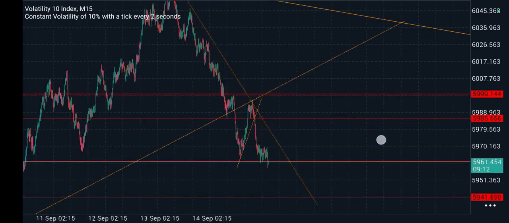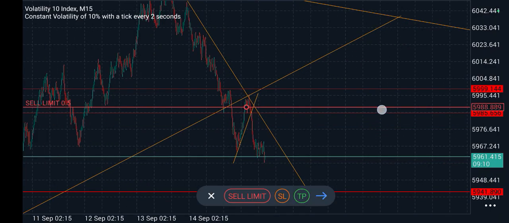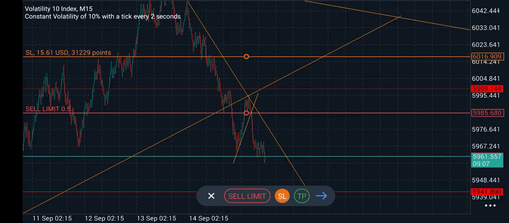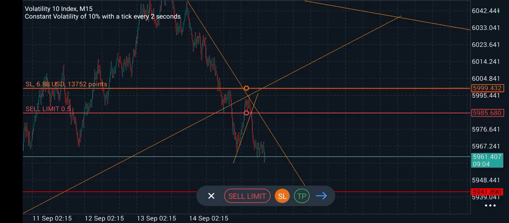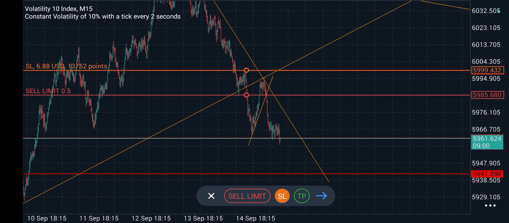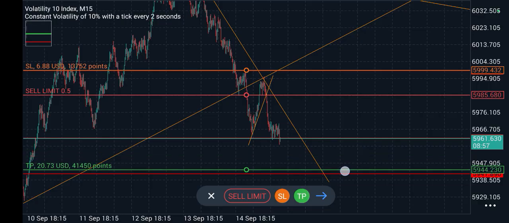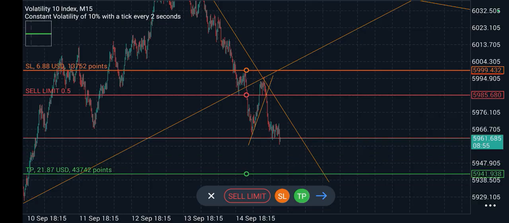Let me see the risk to reward. Let's try the risk to reward. Let's say this is 0.5. Let's say you're risking 6.88 for 21 USD. Let's say for 22 USD. That is 7 times 3, 21. That is a 1:3 trade. And imagine if the trade should come, at least you have like 3 more times to try out trading again. So I think this is a good one.